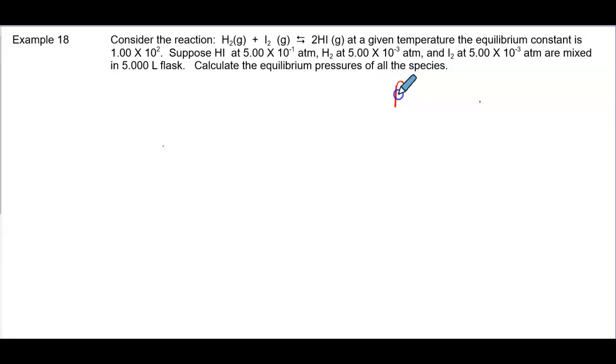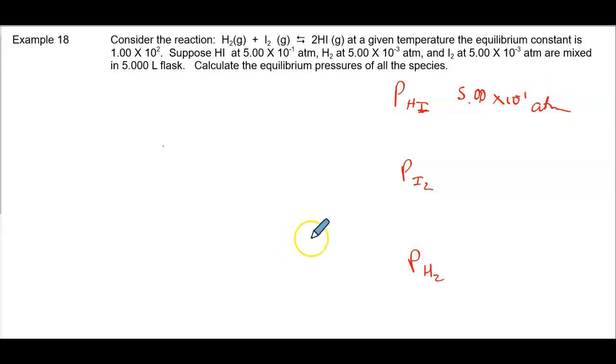I know that I'm going to need the pressure of HI, the pressure of I2, and the pressure of H2, because all of these would have to be at some point used in some way or another in our expression, depending on the type of problem. So these could be given, or we could have to solve for them, or they'll be X, or some version of X. Okay, so we have the pressure of HI to be 5.00 times 10 to the negative first atm.